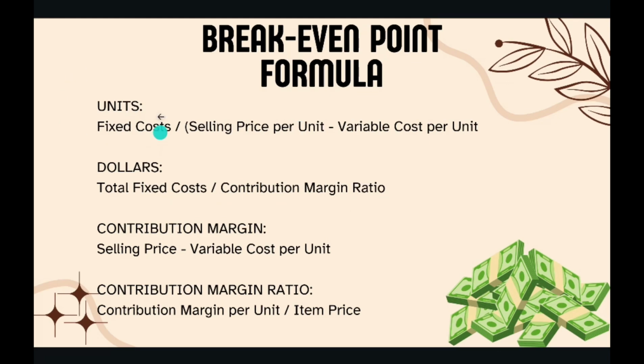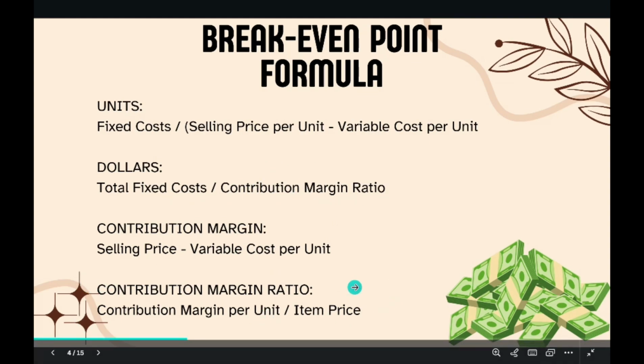Break-even point formulas. For units, the break-even point in units is fixed cost divided by selling price per unit minus variable cost per unit. I forgot the closing brackets. And if it's in dollars, it's the total fixed cost divided by the contribution margin ratio. And what is contribution margin? It's basically the difference of selling price minus the variable cost per unit. And the contribution margin ratio is margin per unit divided by the item price.